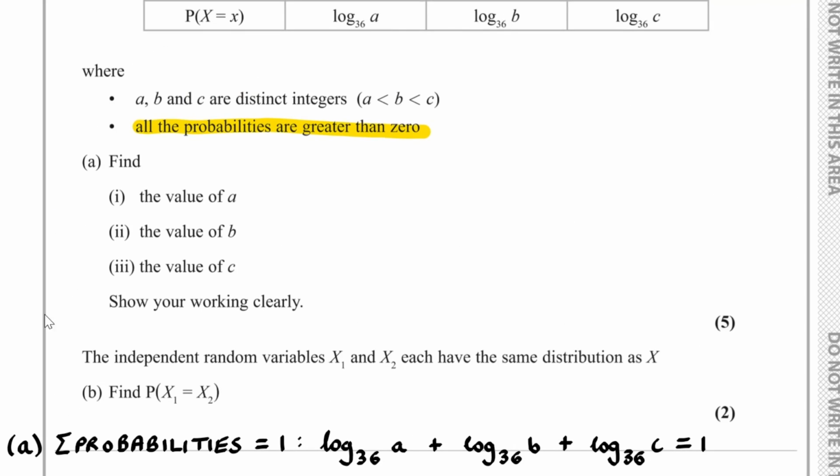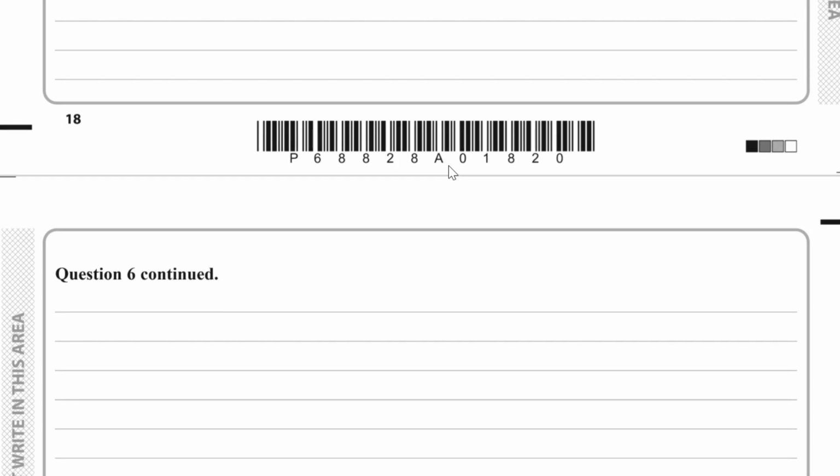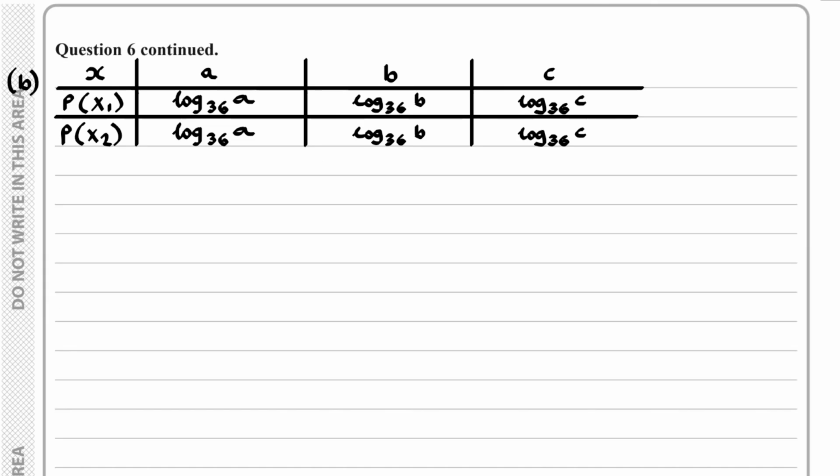And now for part b of the question, the independent variables x1 and x2 each have the same distribution as x. We have to find the probability that x1 is equal to x2. Let's create a new table. Here we've got our probability distribution. Probability of x1 is equal to the probability of x2. Now, if we were to find the probability that x1 equals x2, well, we'd have to multiply this by this, then add on this times this, and add on this times this.